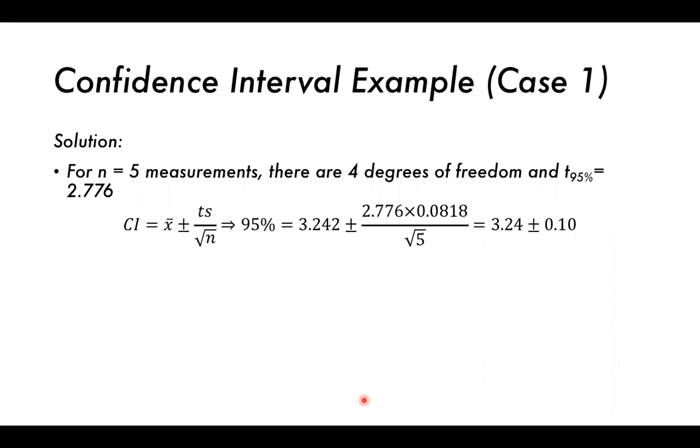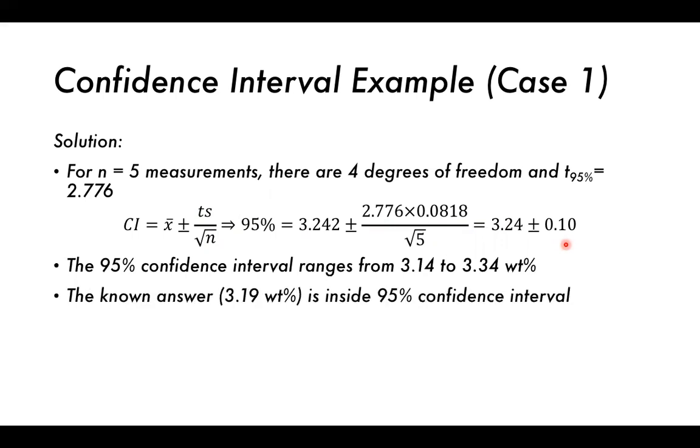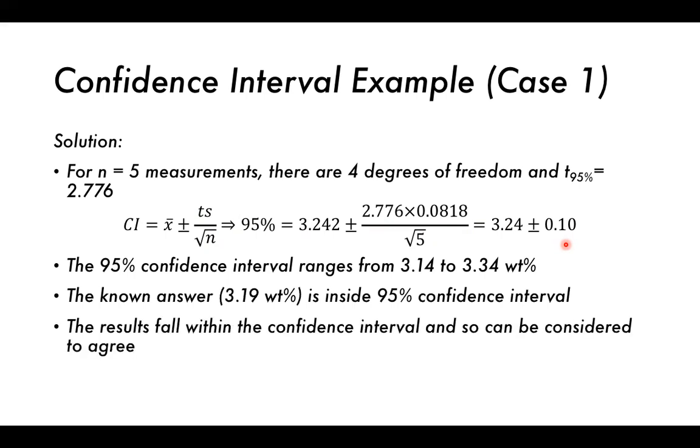So our confidence interval is going to be equal to the mean of the data plus or minus ts over the square root of n. And so at 95% confidence, we have 3.242 plus or minus 2.776 times 0.0818, all divided by the square root of 5, which is the number of measurements. So that's going to be equal to 3.24 plus or minus 0.10. And so at the 95% confidence interval, we have ranges from 3.14 to 3.34 weight percent, which just about includes the known answer, which is 3.19 weight percent inside of this 95% confidence interval.